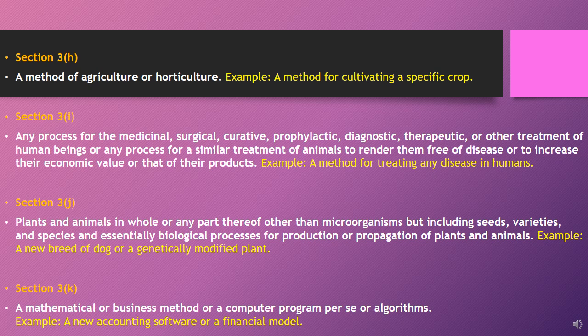Seventh one is section number 3, subsection H. Methods of farming or gardening. For example, a specific method for growing a certain crop cannot be patented.